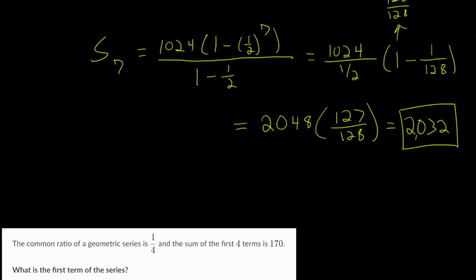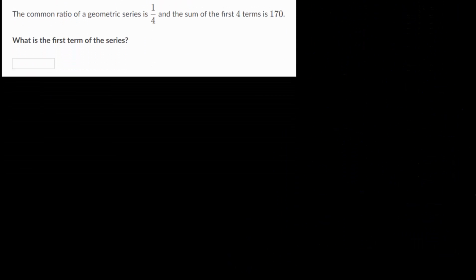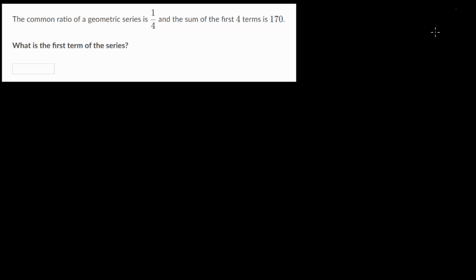So let's do one final example. And this one is a bit challenging since we need to find the first term of the series. We're given the common ratio and the sum of the first four terms. So we'll start by again writing down our formula that the sum of the first n terms is our first term multiplied by 1 minus the common ratio to the nth power over 1 minus r.